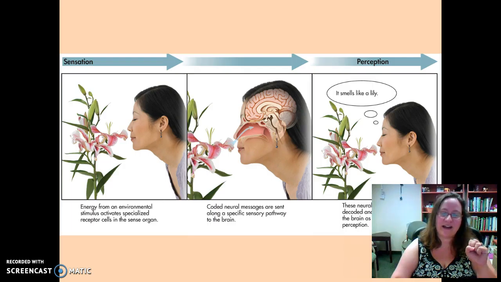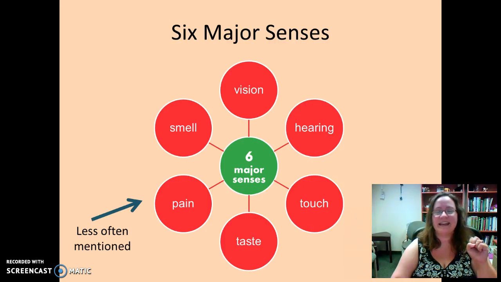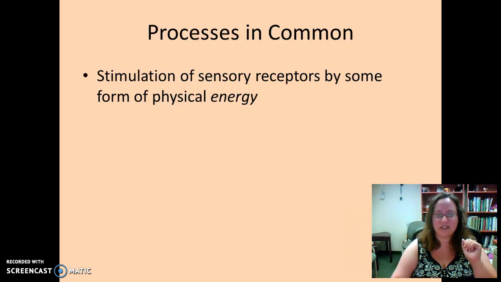The book gives a great graphic to explain this difference. You have 6 major senses, and a lot of people are surprised to see pain up there. Pain is one that we less often mention, or that's not as described as much, but it's important because it has these processes in common with the other senses.